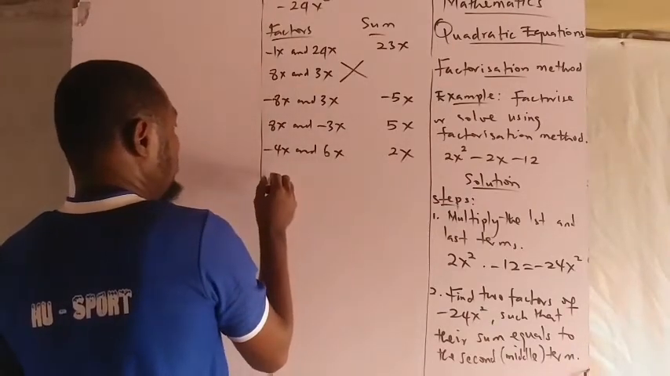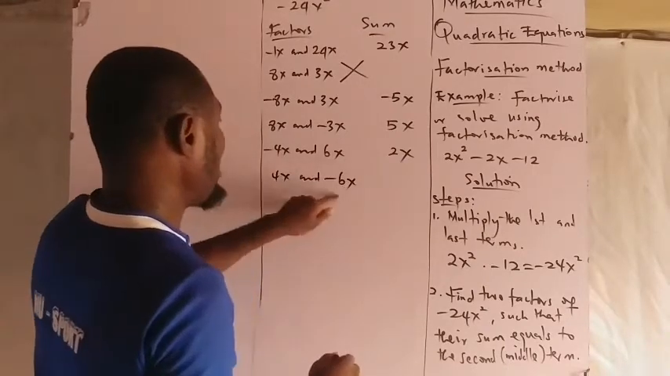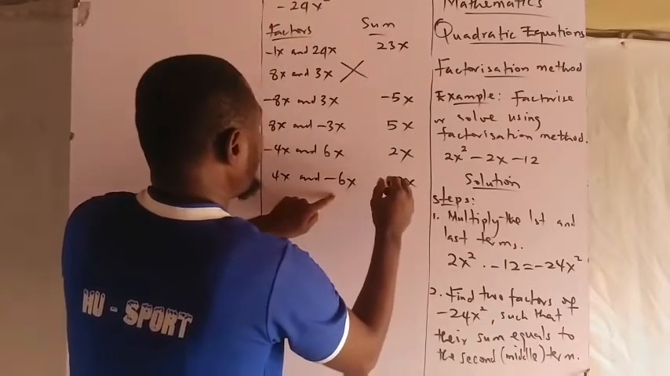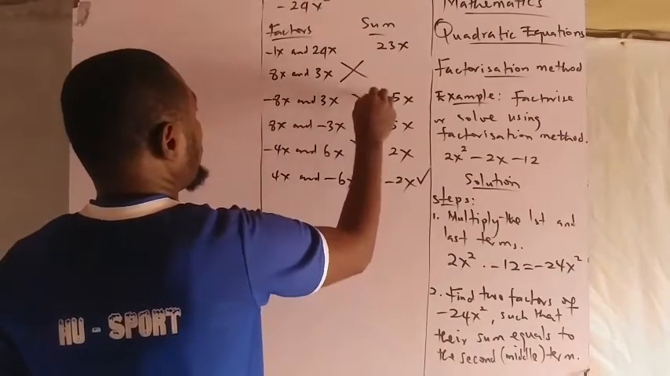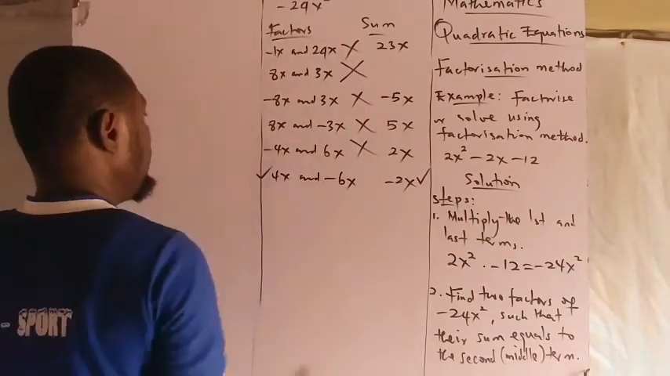Then we also have 4x and minus 6x. Multiply these two, you get this. Add them up, you have minus 2x. So this is correct. So these are wrong, wrong, wrong, and wrong. This is the correct one. This is the correct factor to use.